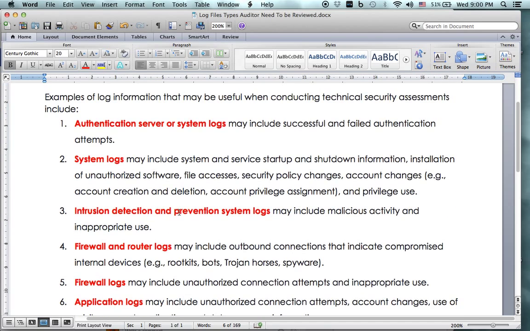The next is the system log. The system log generally involves system startup and shutdown or installation of unauthorized software. Here we focus on freeware or applications installed without approving authority, and also file access, security policy change, or account change, etc. And account creation, deletion, account privilege assignment, or ID suspend, something like that, and involved with privilege or user rights.